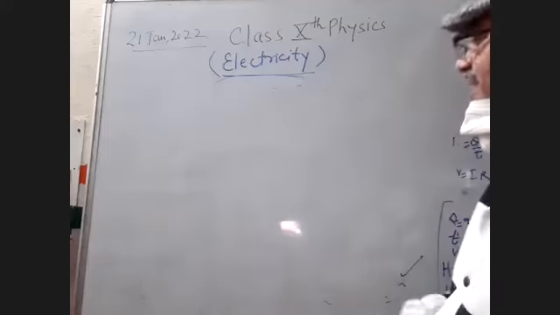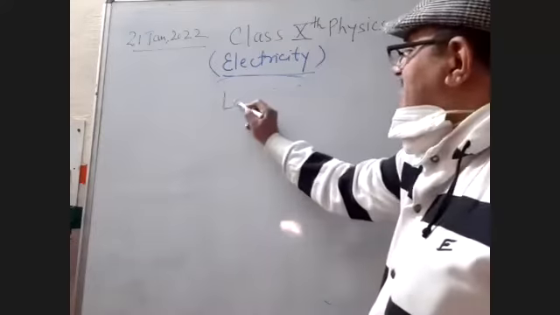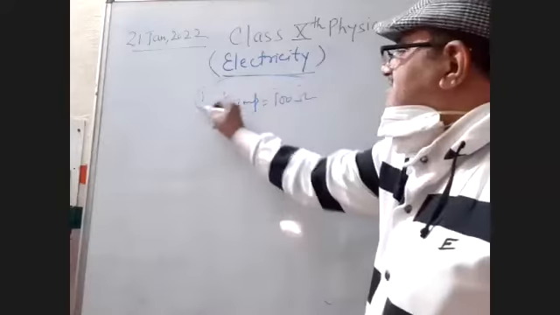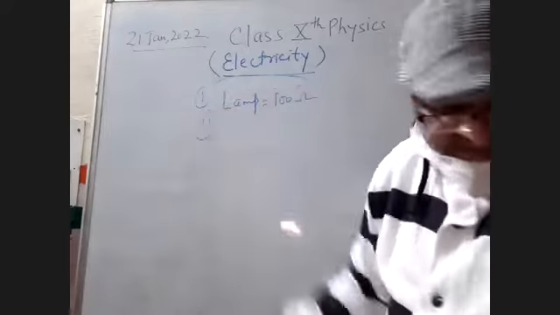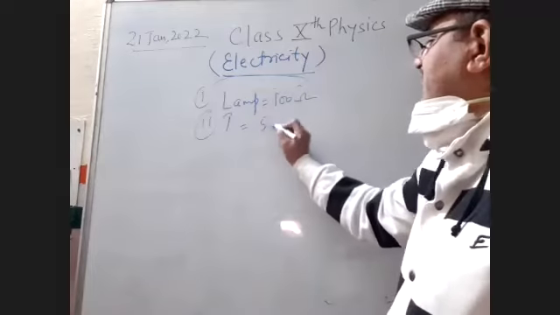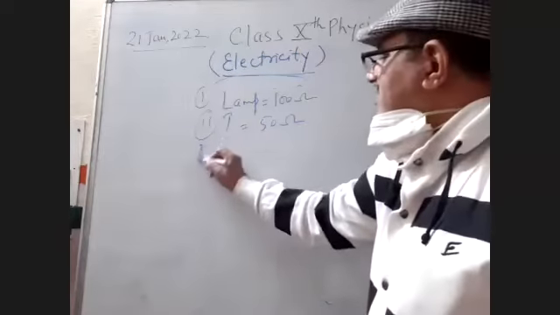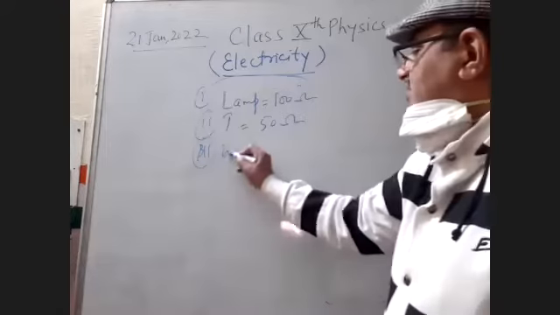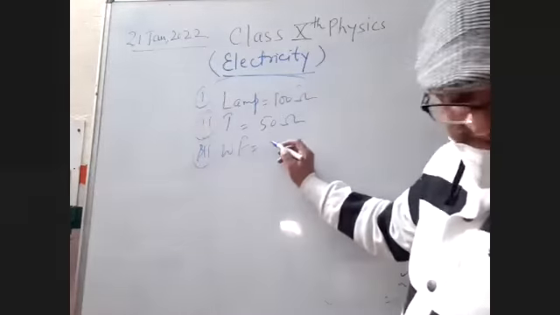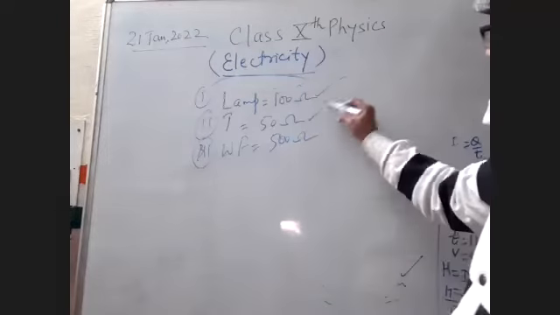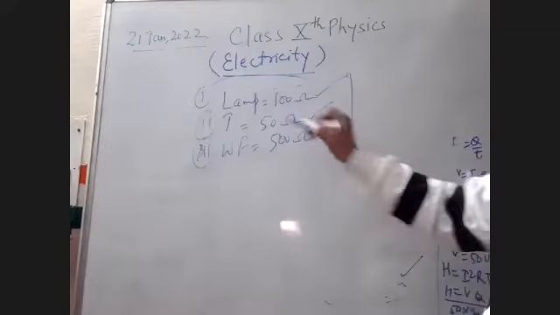So by applying the formula, first I'll write down the first appliance, the lamp. The resistance of the lamp is given as 100 ohm. It is the first case. Now the second appliance, the toaster, is 50 ohm. Third, the water filter, is given as 500 ohm. Now, three appliances: 100 ohm, 50 ohm, and 500 ohm.